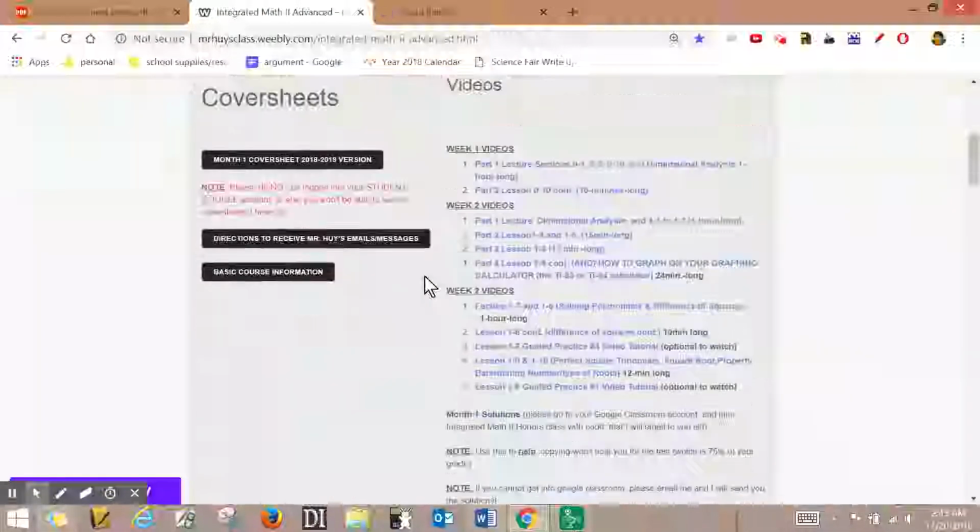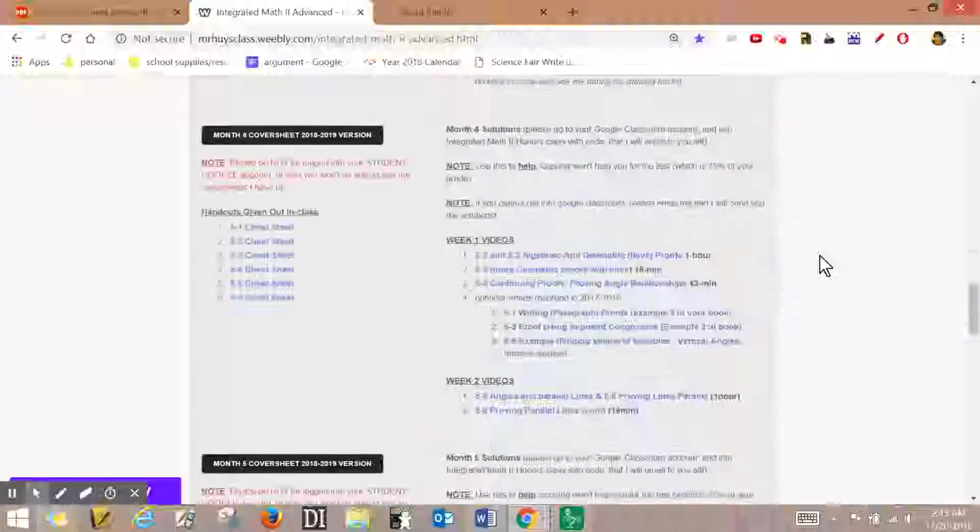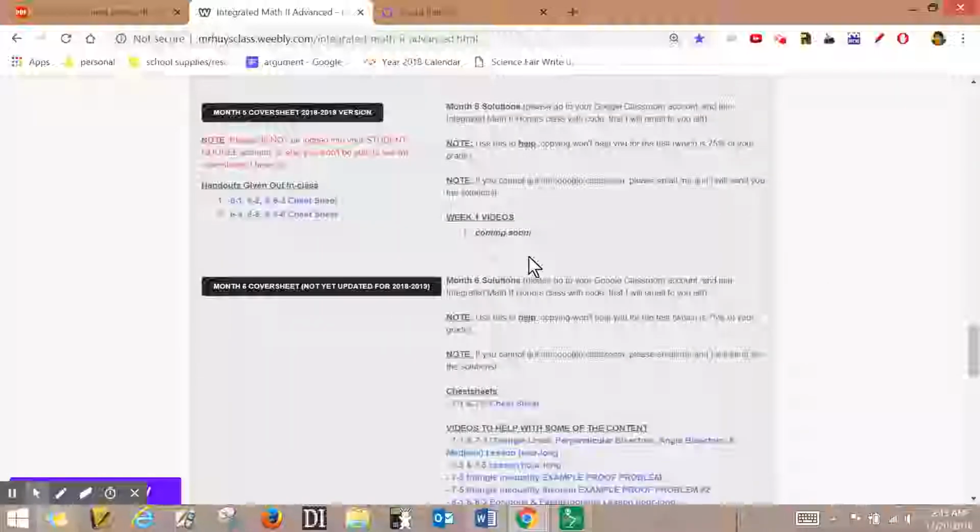If you go to my website and you go all the way down to the month 5 cover sheet, you'll see that I have two links to the 6-1, 6-2, and 6-3 cheat sheet, as well as the 6-4, 6-5, and 6-6 cheat sheet. Some things are unique to this year as well. Before we start our section, let's take a look at the cover sheet really quick.